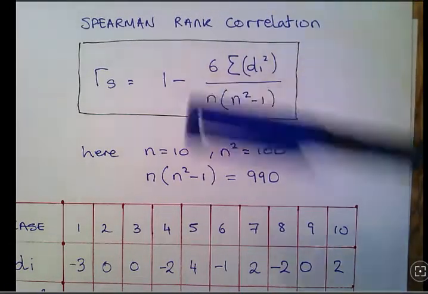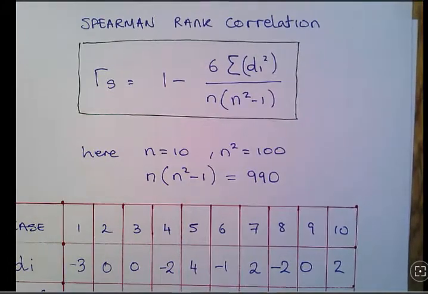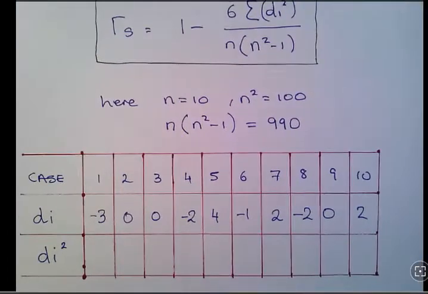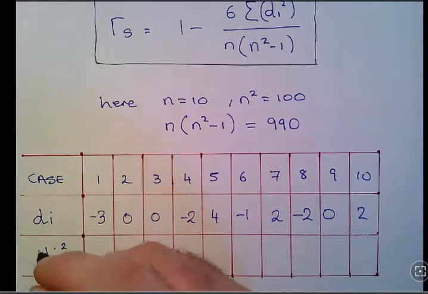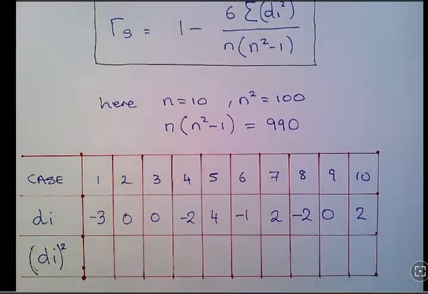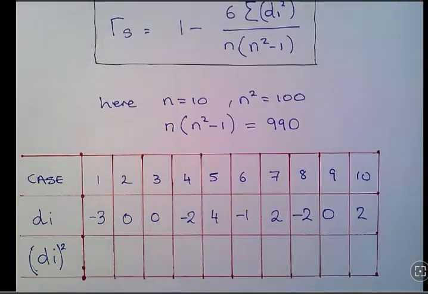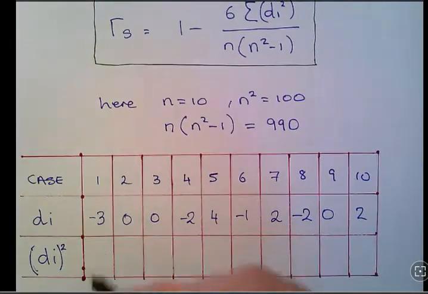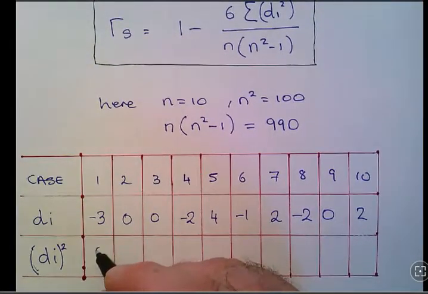Essentially all we have to do here is sum up all of the case-wise differences. Again, this is just a continuation of the table on the last page. When you're doing this yourself, you can just add it on as an extra column. Anyway, minus 3 squared is 9.